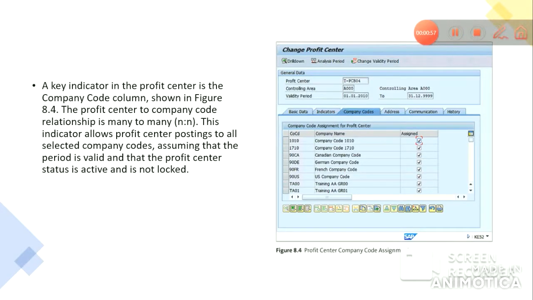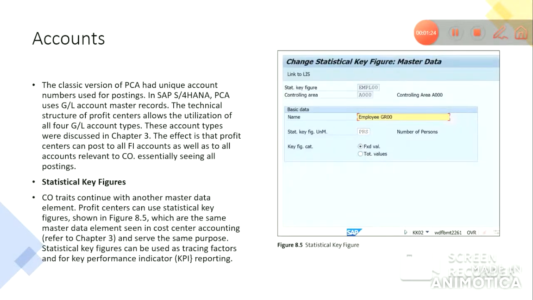A key indicator in the profit center is the company code column shown in this figure. The profit center to company code relationship is many to many. This indicator allows profit center postings to all selected company codes, assuming that the period is valid and that the profit center status is active and is not locked.